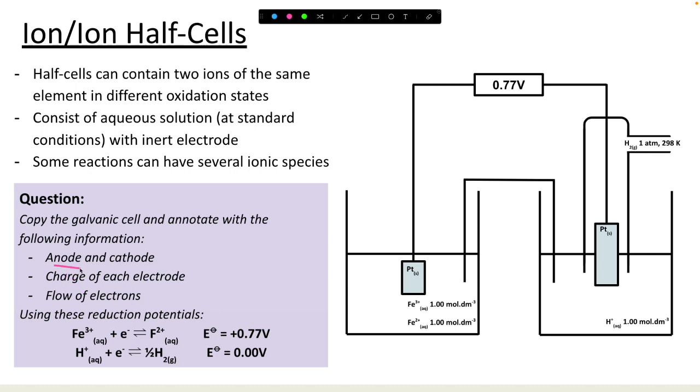Can you copy and draw, mark the anode, the cathode, the charge of each electrode, the flow of electrons using our electrode potentials down there? Consider what we've said about the sign of the reduction potential, what that means for the reduction, what that means for the equilibrium. I'll give you the answer here now.